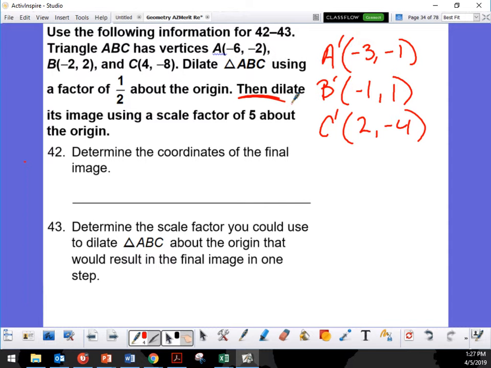Now, it says then. So that keyword is then. That means you're going to do it with the image, not the pre-image, right? So this next one says dilate the image by using a scale factor of 5 about the origin. So what are you going to do now? Multiply by 5. Okay, I want all you guys right now to write down on your paper what you're going to have for the double primes.